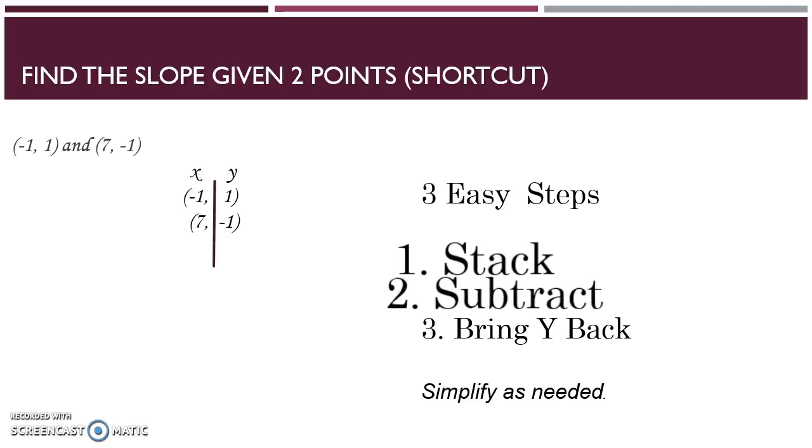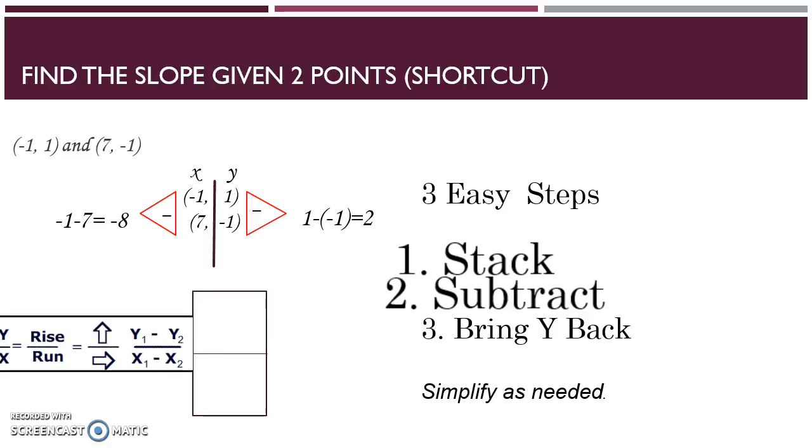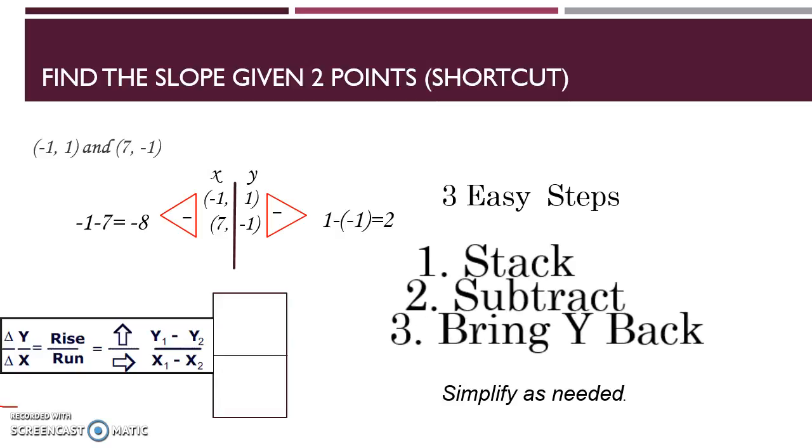Now I'm simply going to subtract. I'm going to subtract 1 minus negative 1, which is 2. And then negative 1 minus 7, which is negative 8. Again, now we're going to bring y back. All right, so we have, again, y is going to go on top because the rise goes on top.